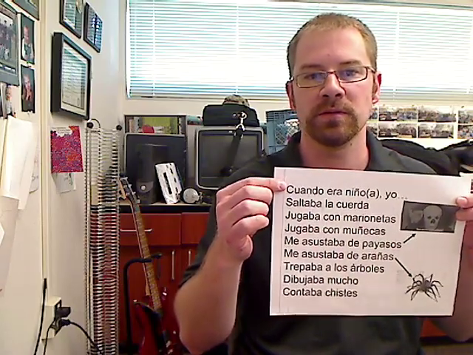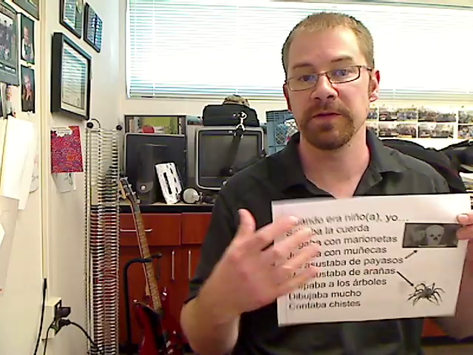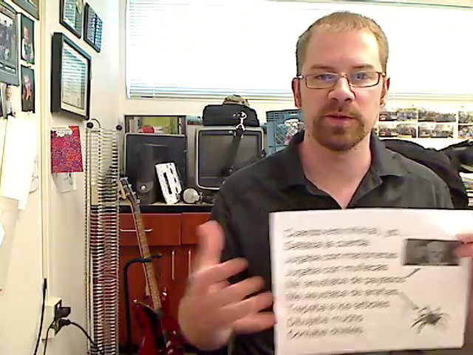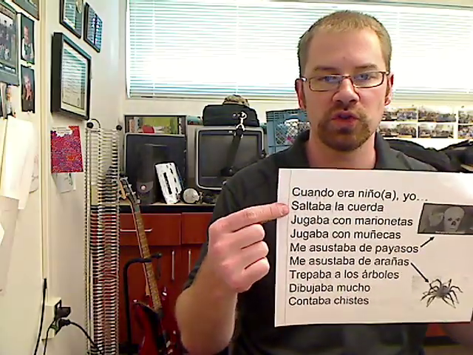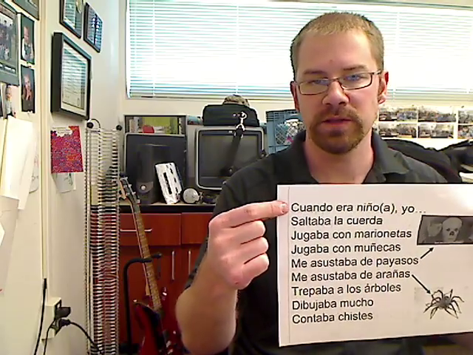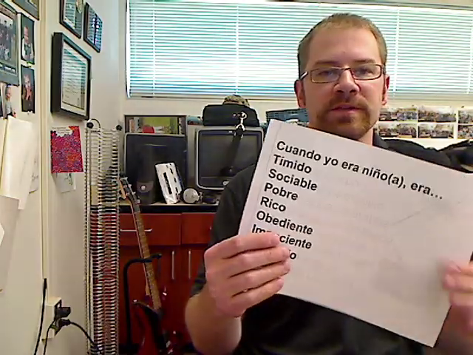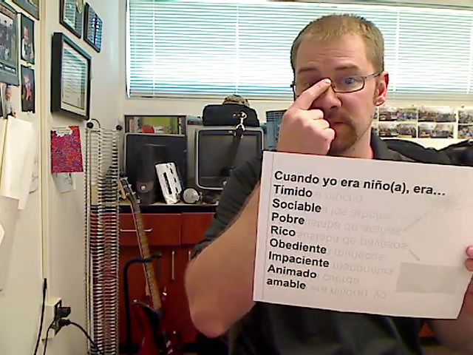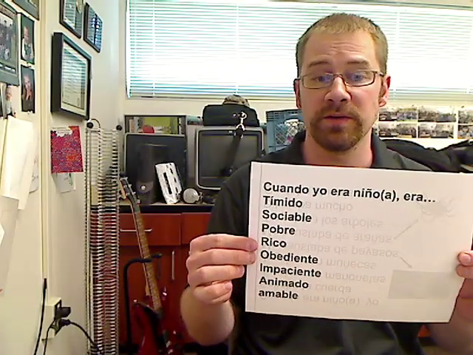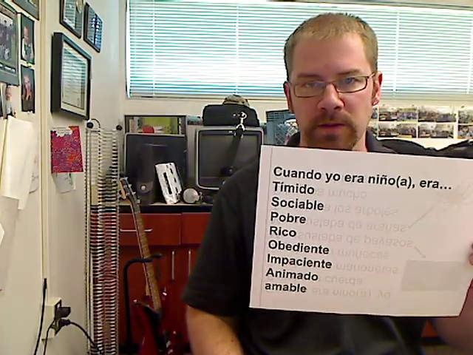Cuando era niño, yo. And then I have some other sentences that finish the first sentence. You put them together, it's one sentence. What you have your students do is circle two of these options on here. So everyone has the cuando era niño, and then everybody else picks two of these things. Turn the paper over. It's kind of the same thing, but this side has more emphasis on vocabulary. Same thing. They pick two of these things between tímido and amable.